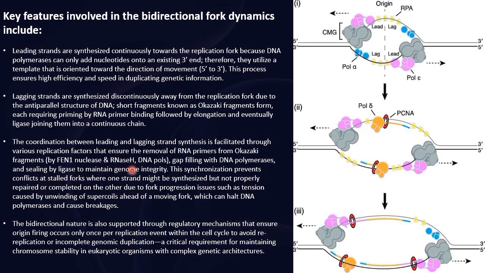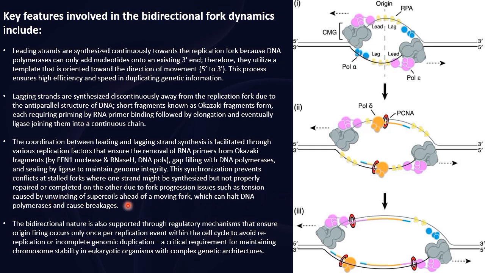This synchronization prevents conflicts at stalled forks, where one strand might be synthesized but not properly repaired or completed on the other due to fork progression issues, such as tension caused by unwinding of supercoils ahead of the fork, which can halt polymerases and cause breakages.